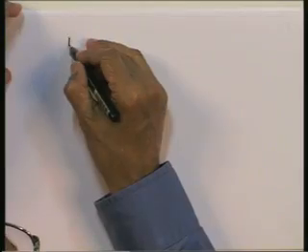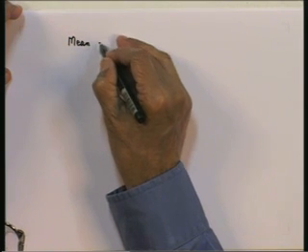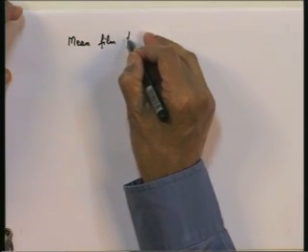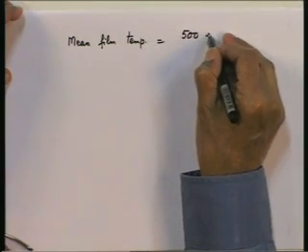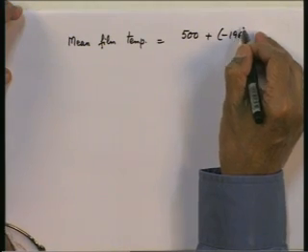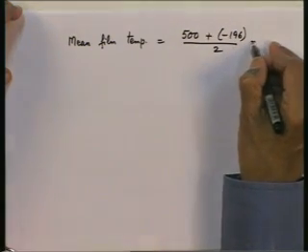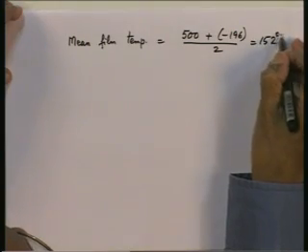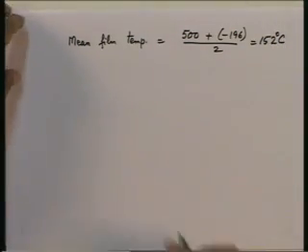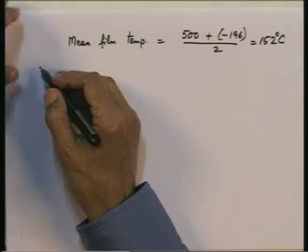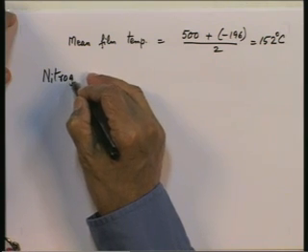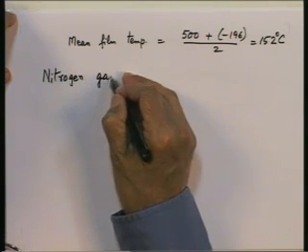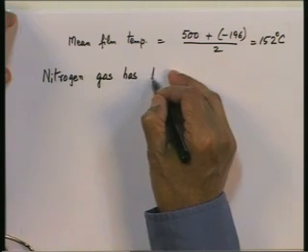The first thing to note is the mean film temperature at which we will need properties. Mean film temperature of the vapor is equal to 500 plus minus 196 divided by 2, which is 152 degrees centigrade. So, we will need properties of the vapor at this temperature. In this case, the particular vapor is nitrogen. So, nitrogen gas, we have to look up these properties, has the following properties.